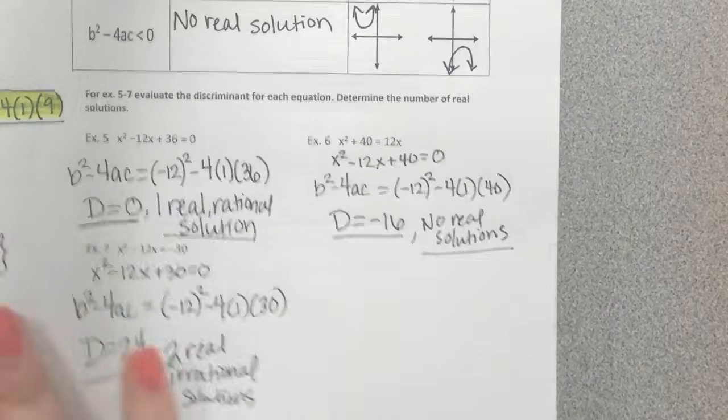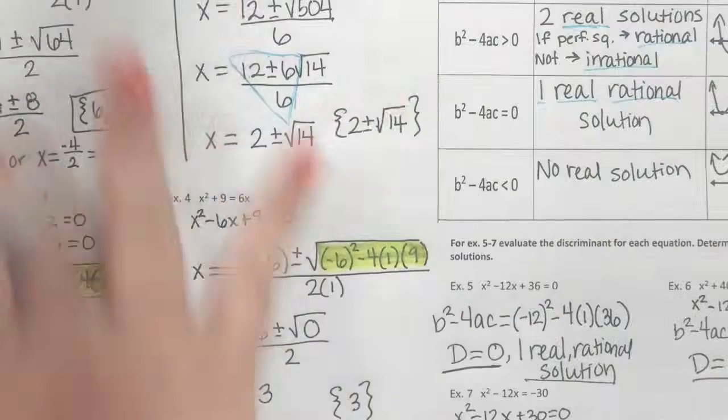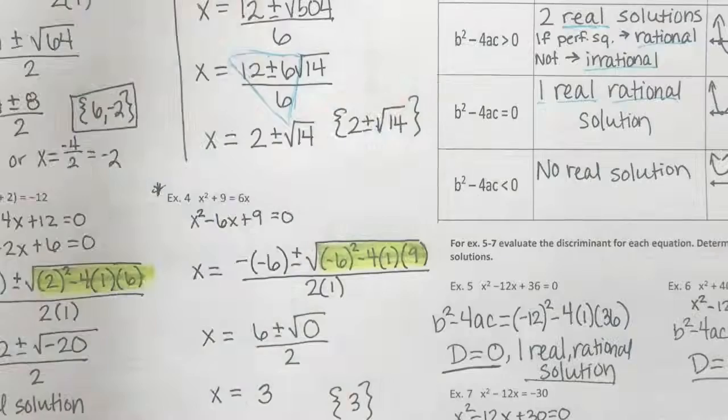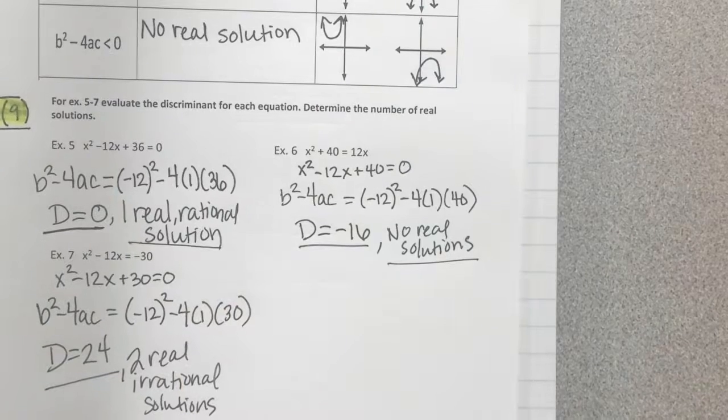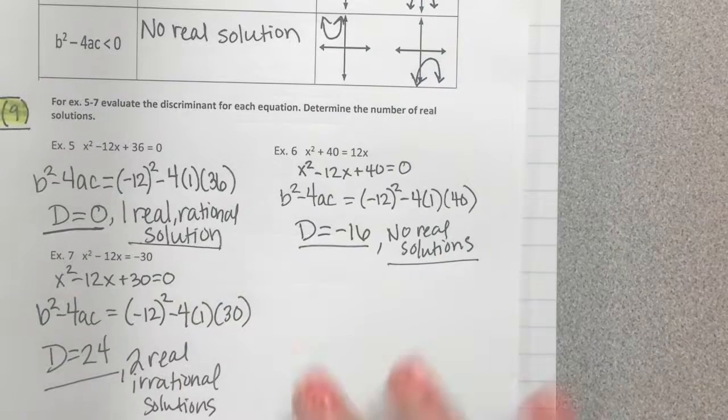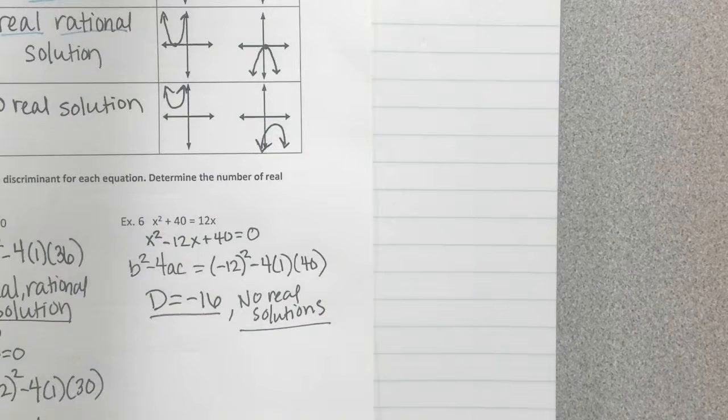So sometimes we want the whole shebang. We want the whole thing solved out. Sometimes we just care about what kind of solutions there are. Number 6, the discriminant was negative 16, so there are no real solutions. Okay, we finished that.